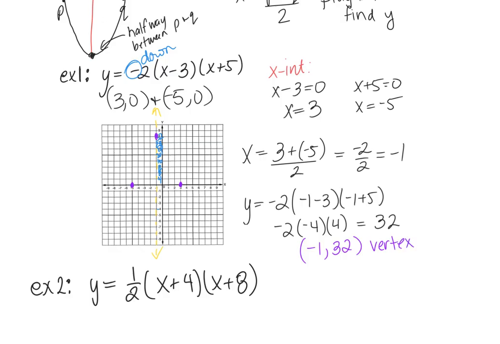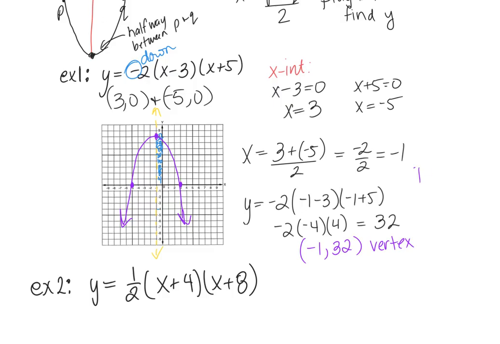Remember, this is U-shaped, not a V. If you want more points, you could plug in 0, see what you get, but that's not required. So all you need is your 2 intercepts, and then find your vertex that's halfway between, and then connect your dots. Your domain is all real numbers.